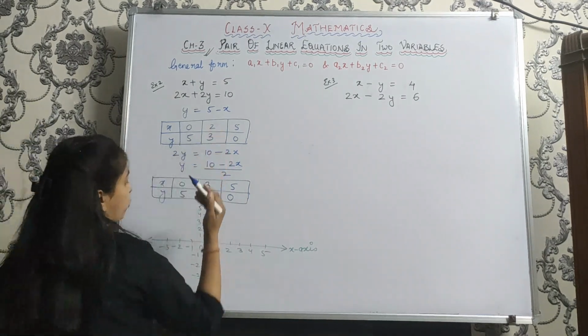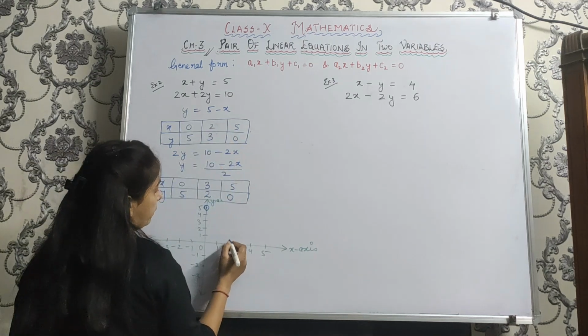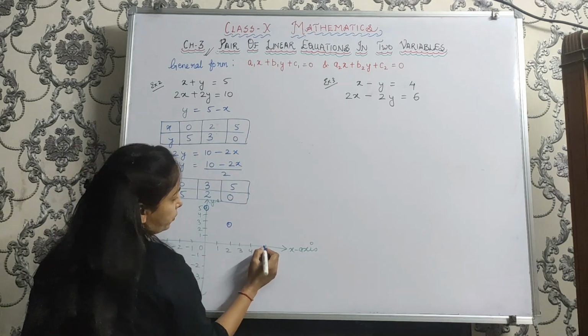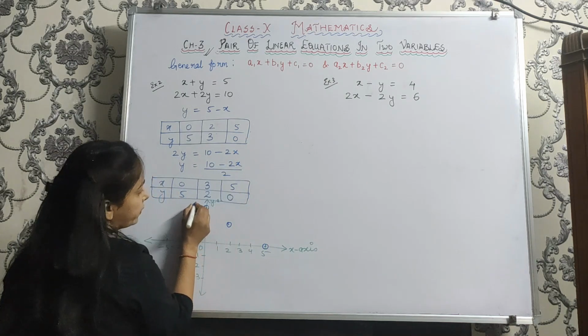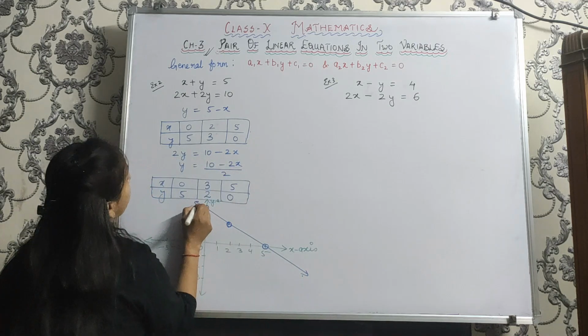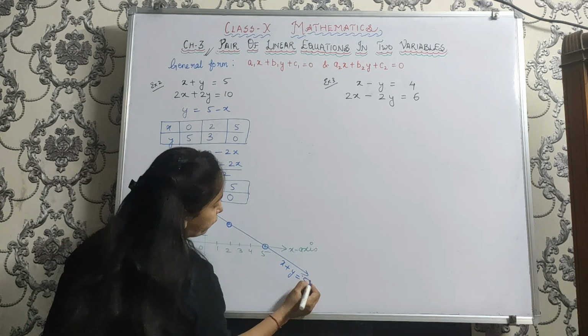For the first one, x is 0, y is 5; x is 2, y is 3; x is 5, y is 0. So these are the 3 points. When we join them, we get a line. And this line represents the equation, first equation, x plus y is equal to 5.